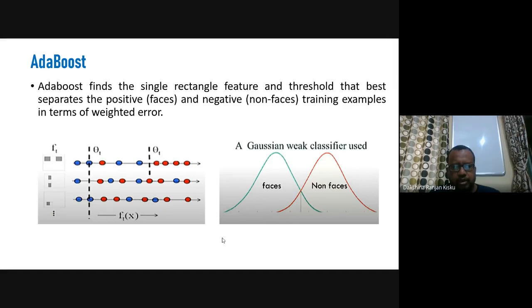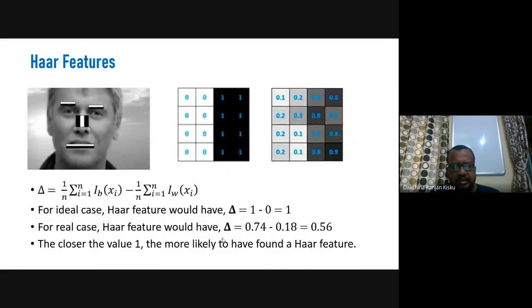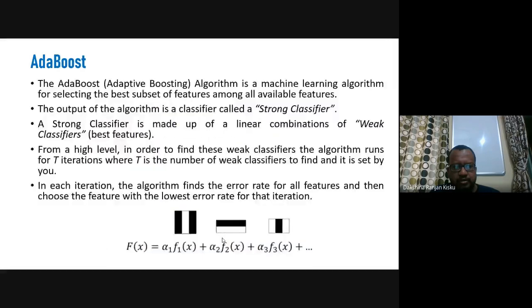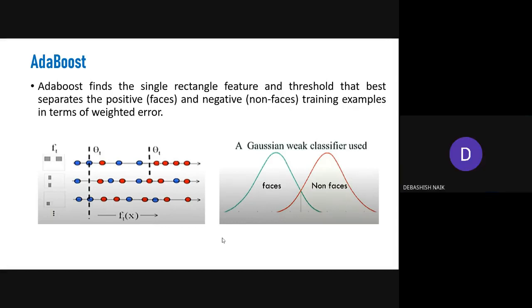In this slide you can see that here you have to compute the delta. By delta we can compute the error. So here we compute the error for every hard feature, then we will compare which feature is giving the minimum error rate. Isn't it? So yes, we will compare.